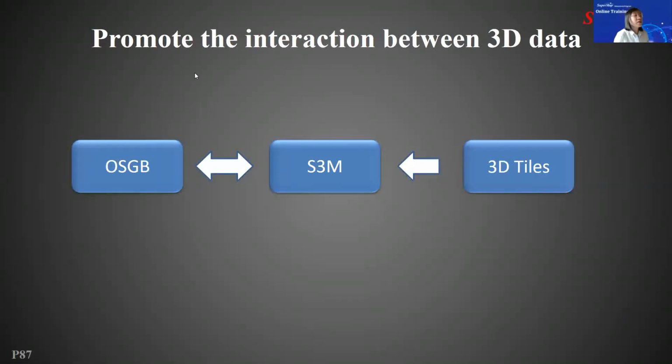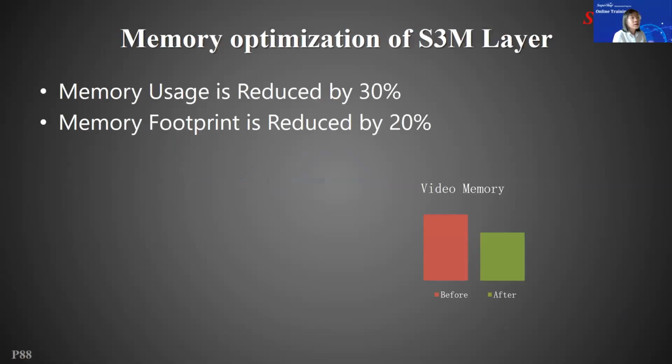So OSGB can convert to S3M, and S3M can also convert to OSGB. S3D tiles can also convert to S3M. So the S3M layer can also improve memory usage performance. You can see memory use is reduced by 30% if you use the S3M layer.